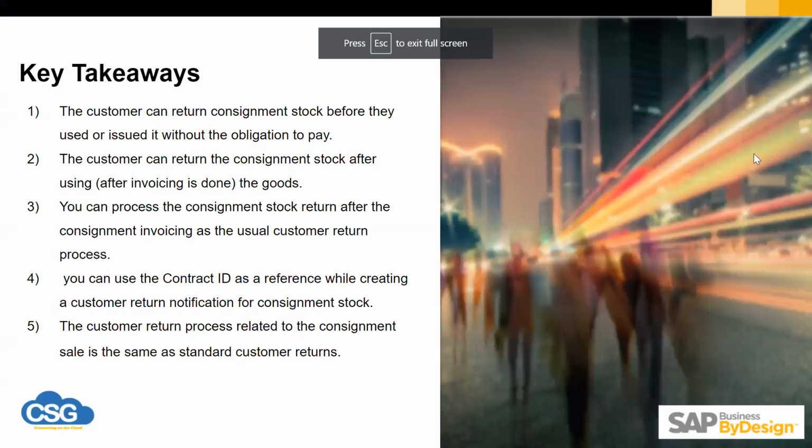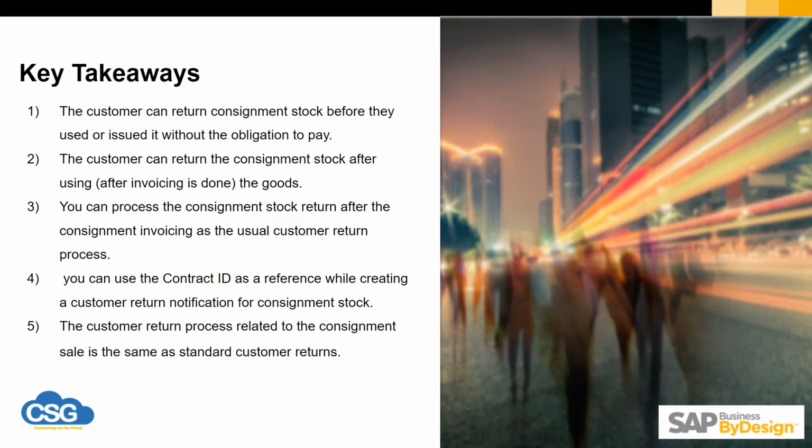Okay, so these are the key takeaways from this session. The customer can return consignment stock before they used or issued it without the obligation to pay. Yeah, which we saw, which was about the before issue, where we created the new custodian goods return notification. Second one was the customer can return the consignment stock after using, which is after invoicing is done, after using the goods.